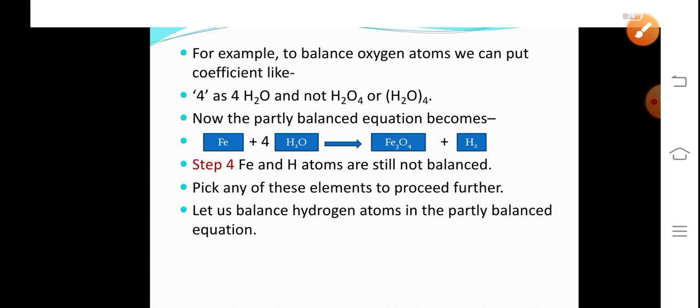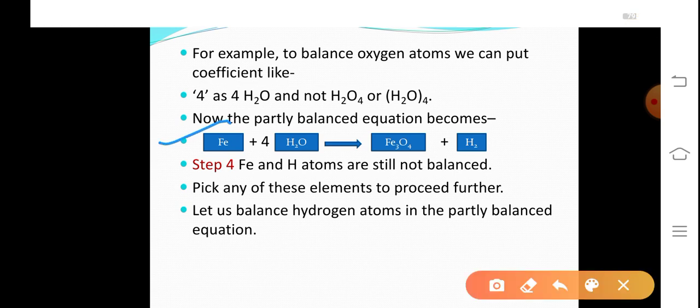Now, the partially balanced equation becomes Fe plus 4H2O, as we have multiplied 4 to the left hand side, gives Fe3O4 plus H2. So in this equation, oxygen is now balanced, 4 on both the sides. But by putting 4 here, we have changed the hydrogen. The number of hydrogen is now increased. So now we need to balance iron as well as hydrogen on both the sides.